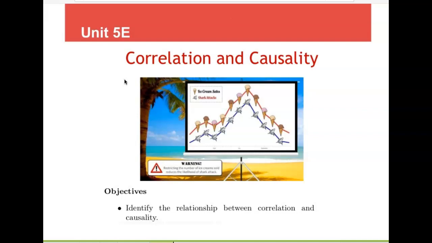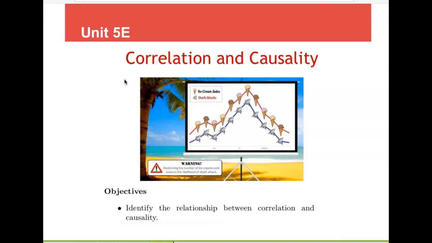So ice cream sales and shark attacks are linked. They're associated, right? Meaning that when ice cream sales go up, so do shark attacks. They increase. And when ice cream sales go down, shark attacks decrease. Does that mean ice cream causes shark attacks? And the answer is no.